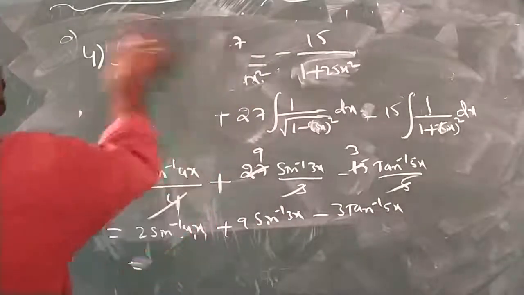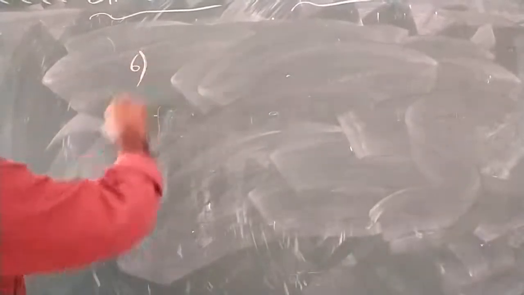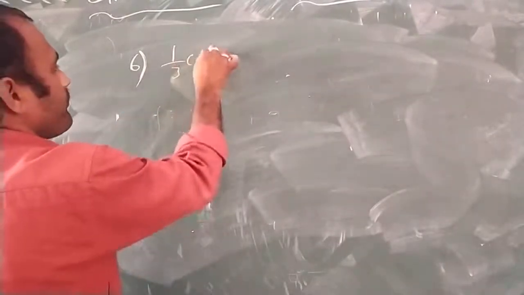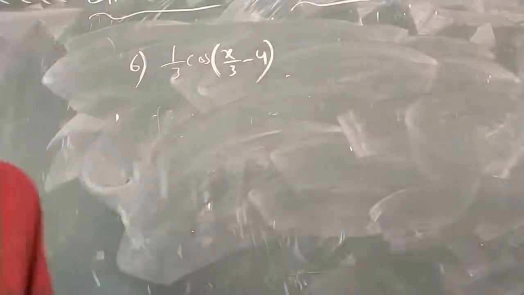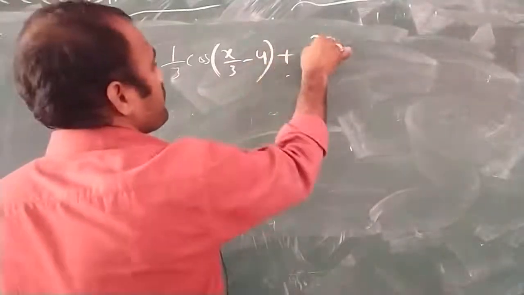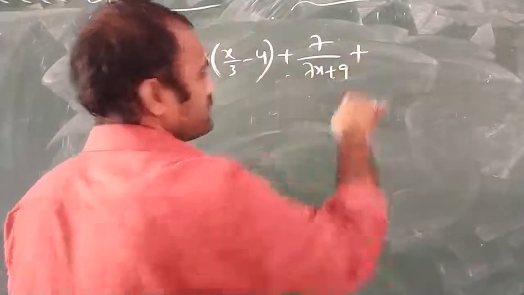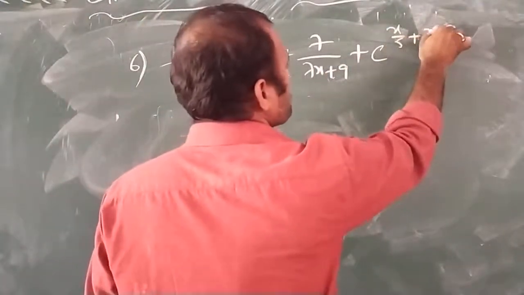Next, let us see the 6th question. So the question is 1 by 3 cos of (x by 3 minus 4) plus 7 by (7x plus 9) plus e power of (x by 5 plus 3).